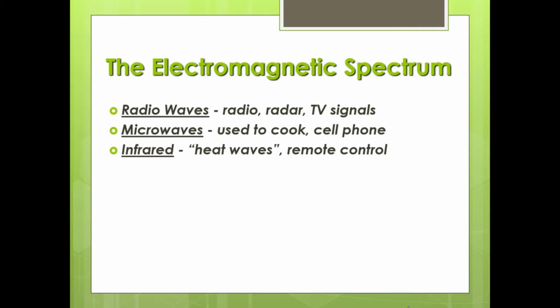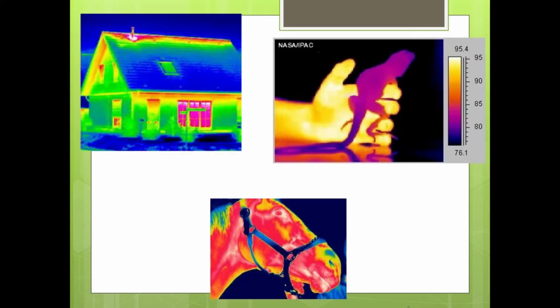Also, a lot of remote controls use infrared radiation. If you have a little bulb on the end of the remote control, it's using mostly infrared radiation to send signals to the devices you're controlling. With infrared waves, you can see the colors in these pictures. These are artificially colored with infrared cameras, but it takes the different frequencies and translates it into colors that we can see.